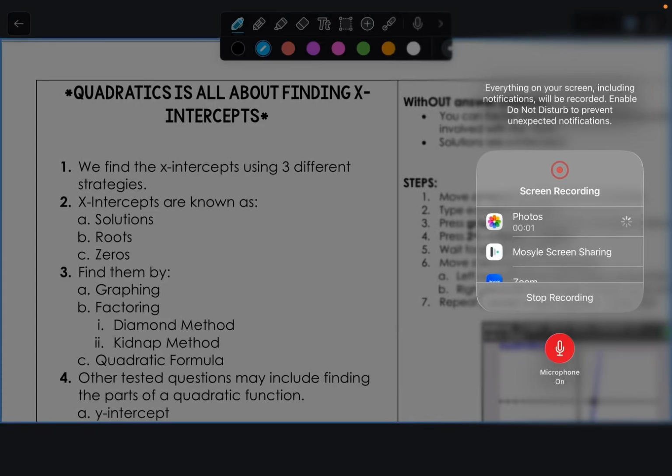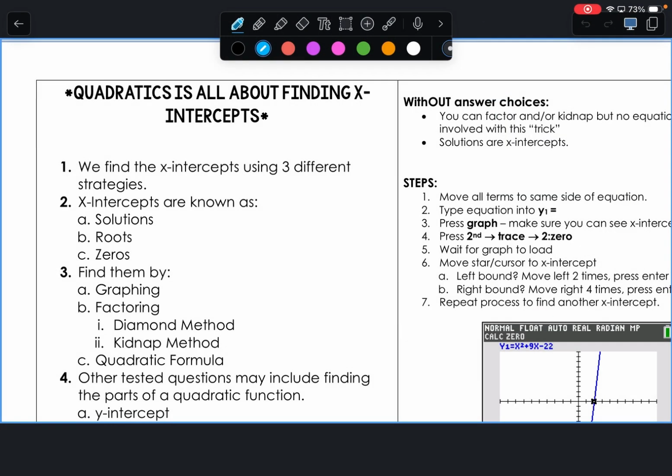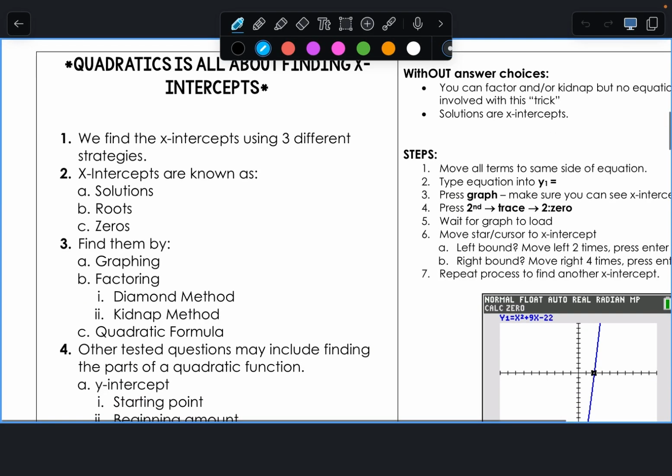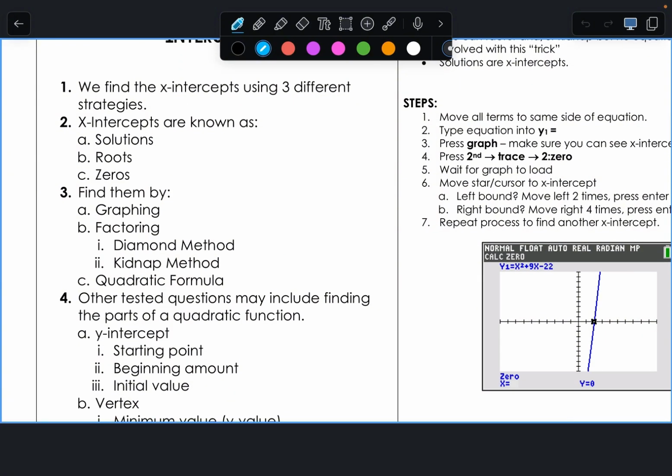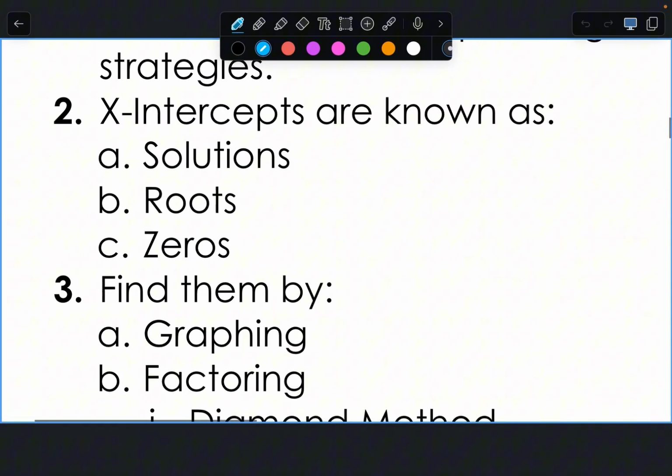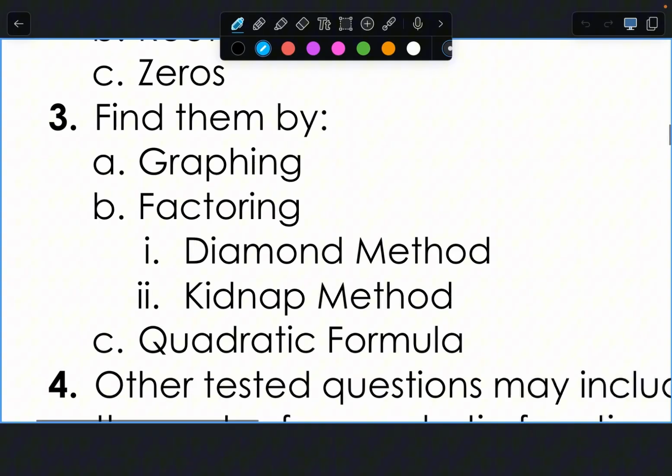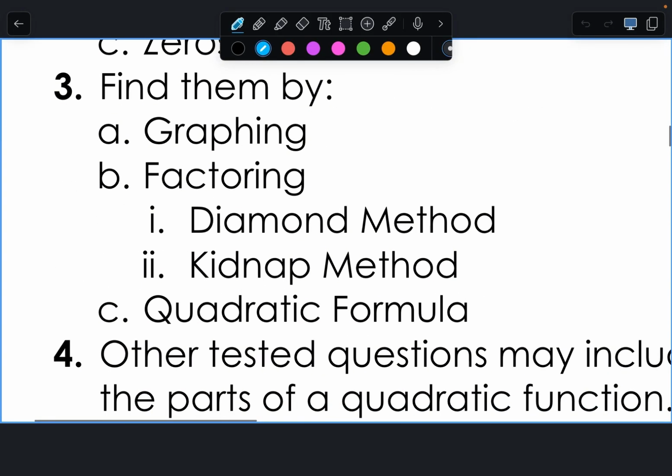Okay, so quadratics. Quadratics is all about finding the x-intercept. So, main points of quadratics. We find the x-intercepts using 3 different strategies. First of all, your x-intercepts are known as your solutions, your roots, or your zeros. You can find them by either graphing, by factoring, or using the quadratic formula.